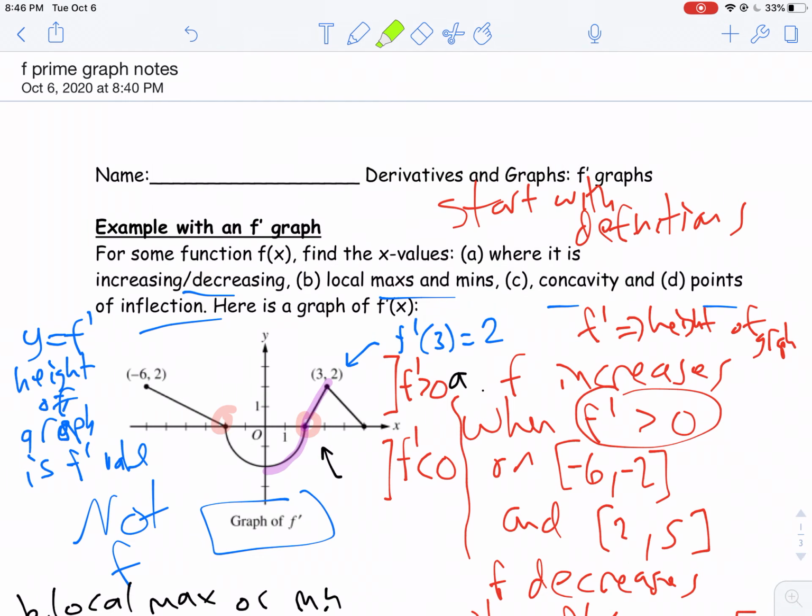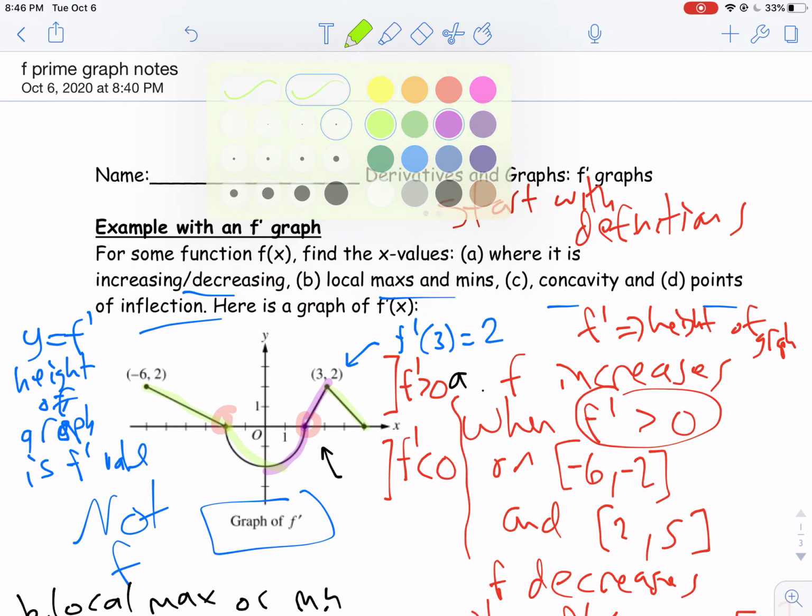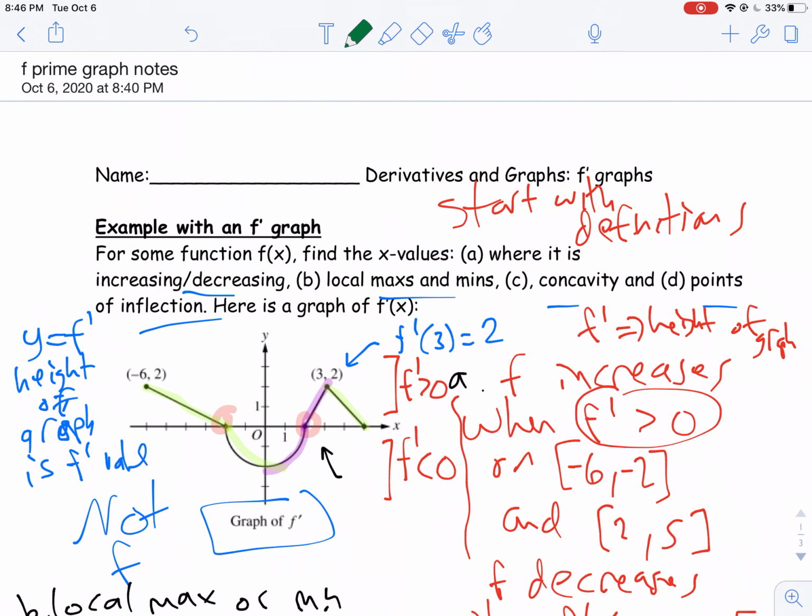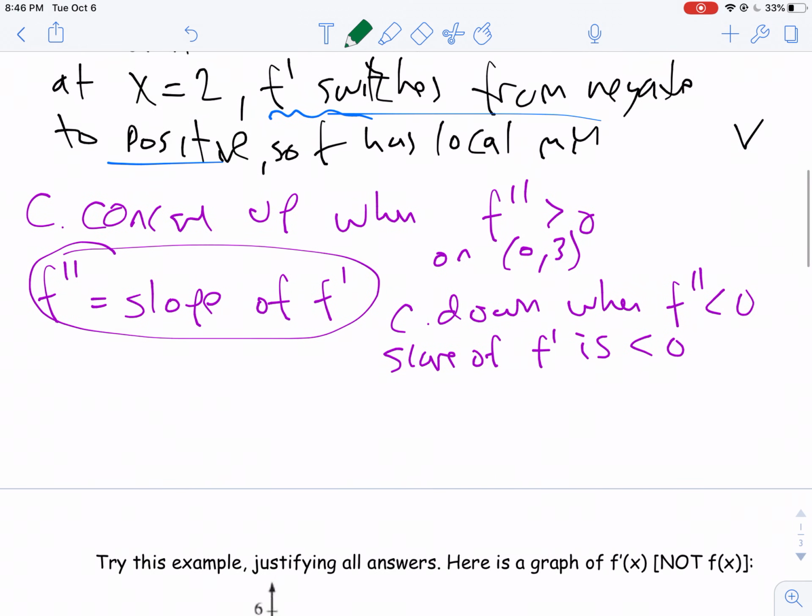Okay, so we have a negative slope and a negative slope. It looks good. And then another negative slope from 3 to 5. So where does that happen? That happens from negative 6 up to 0, we have a negative slope, and then 3 to 5. So that happens on negative 6 to 0 and 3 to 5. Remember, we do open intervals for concavity for sure.